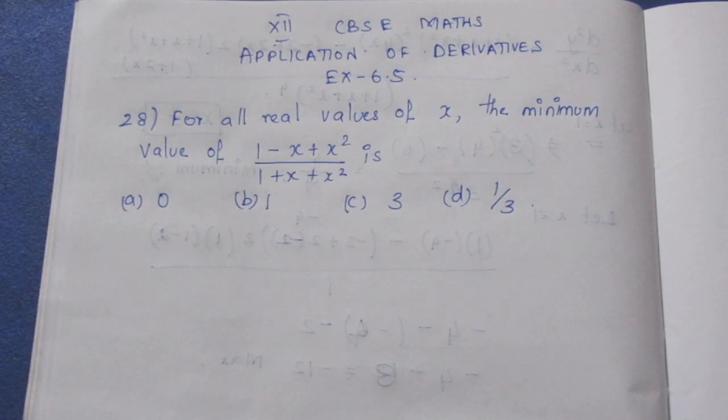Today we are going to see 12 CBSE Maths Application of Derivative exercise 6.5 question number 28. Let's see the question. For all values of x, the minimum value of (1 minus x plus x square) by (1 plus x square) is dash.